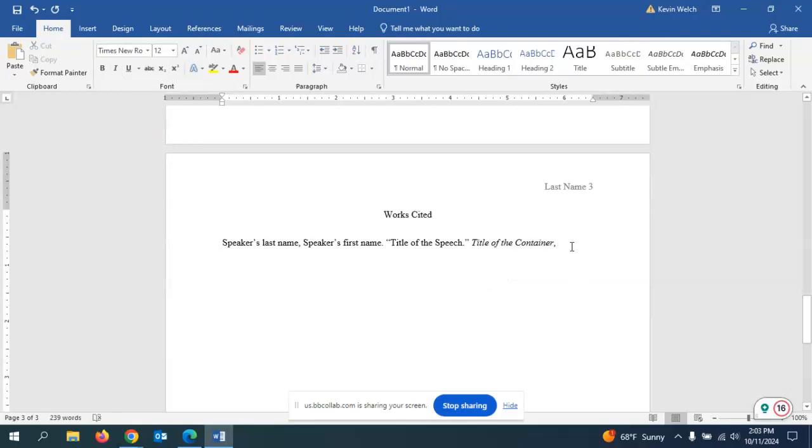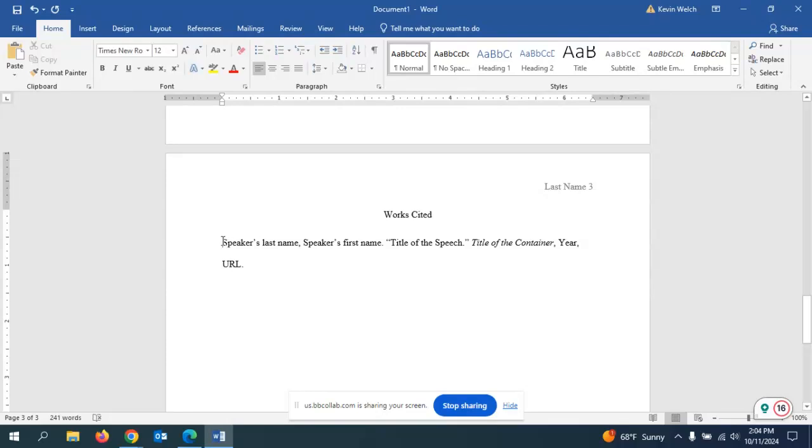The container is simply the platform that produced this or is hosting this information. You're going to give the year that it was put up or created, and then you're going to give the URL link. Now, you also need to make sure that you do a hanging indent. For those of you who are in Word, I'm showing this in Word, so this will become clear how you do it. For those of you that use Google Docs, simply look up how to do a hanging indent in Google Docs, and it's very easy.